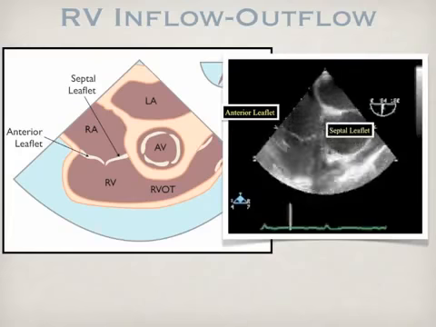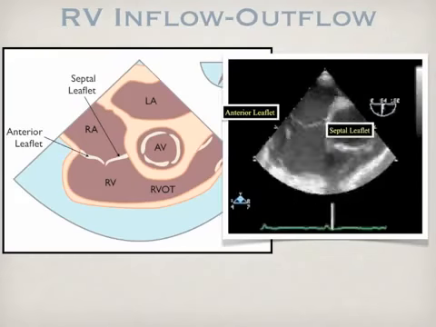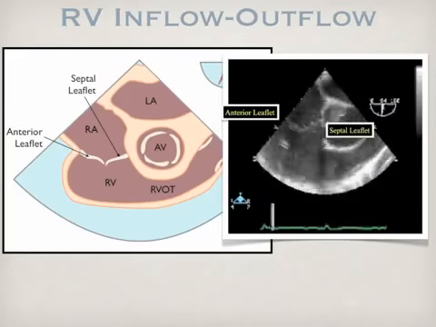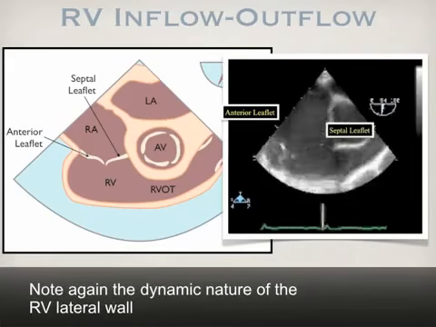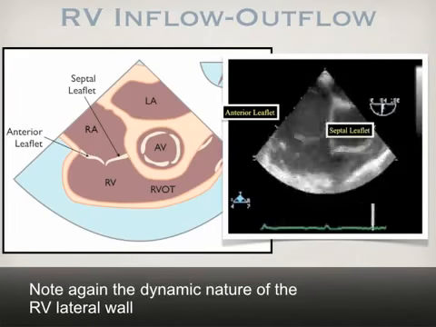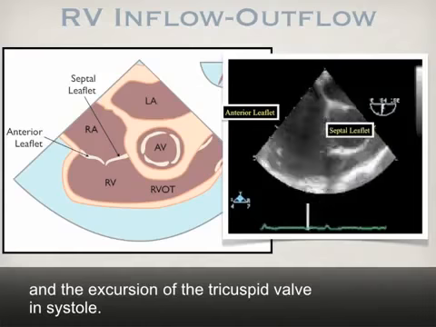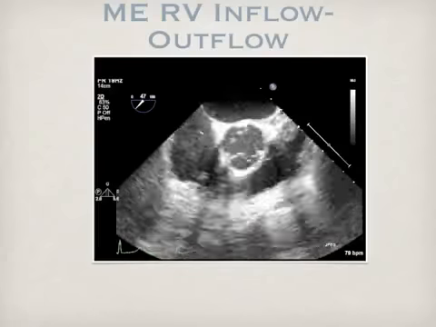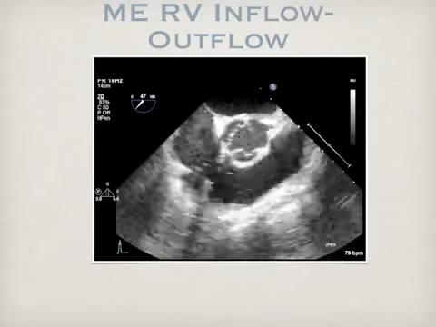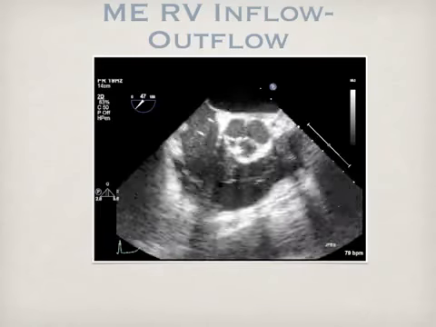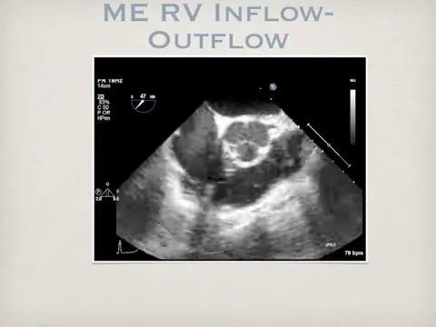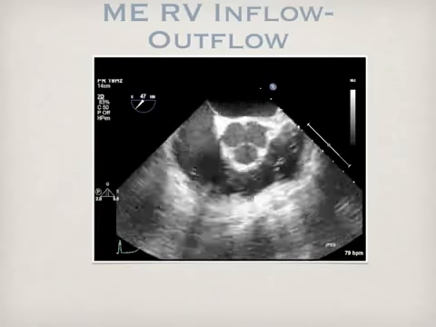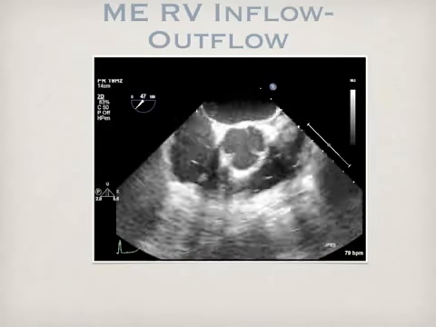The anterior and septal leaflets are again seen in the RV inflow-outflow view. Note again the dynamic nature of the RV lateral wall and the excursion of the tricuspid valve in systole. This slide presents a normal right heart seen in the RV inflow-outflow view. Later, you will observe some abnormal hearts with which to compare this normal view.